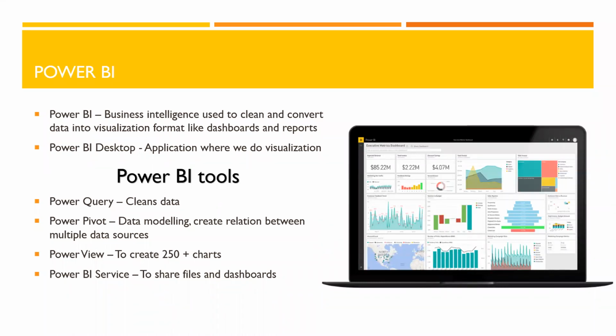And Power Pivot basically refers to data modeling. Like we can combine two or three tables with each other if they have some common columns, and later we can form a new table out of it, right? And Power BI has more than 250 charts, like bar chart, pie chart, funnel chart, different types of maps, a lot of things. You can explore them one by one, right?